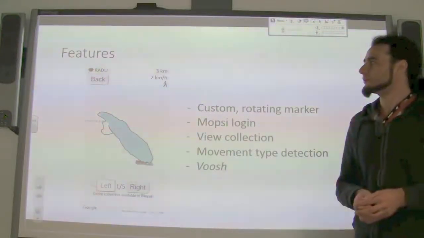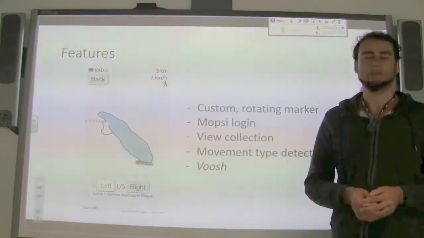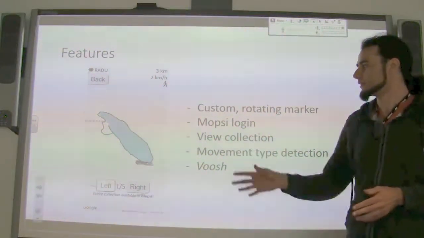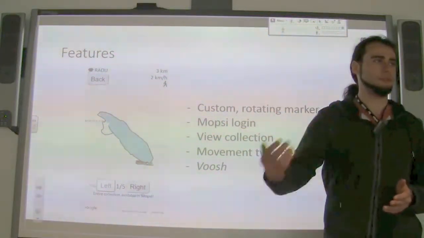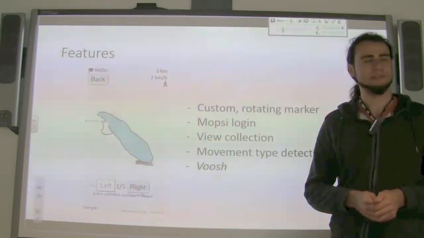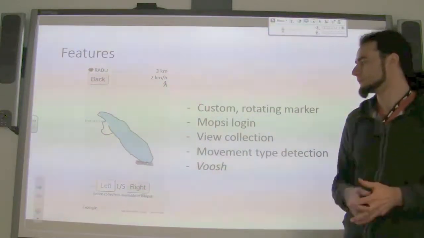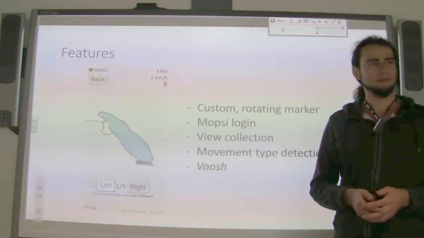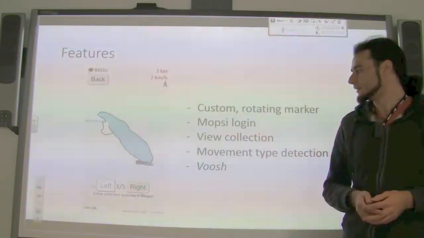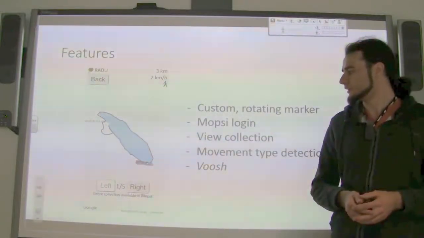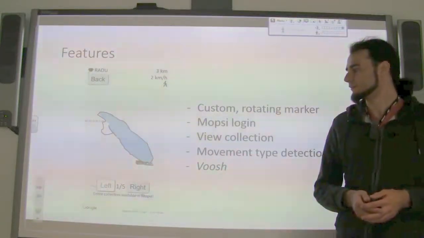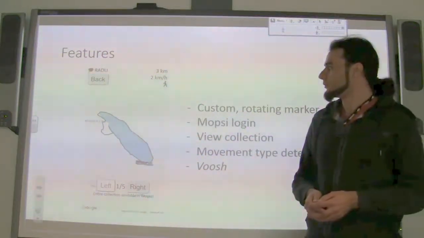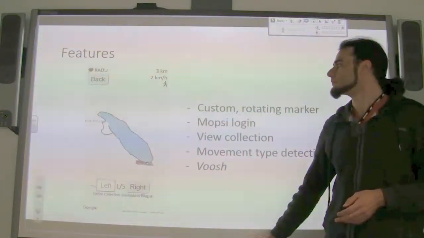It is possible now to log in with the Mopsy user, and that means that the trajectories that you record can be sent to Mopsy database and no longer stored on the phone. It is also possible to view the most recent collection. In this app, I showed the most recent 5 routes. The movement type is also available here.